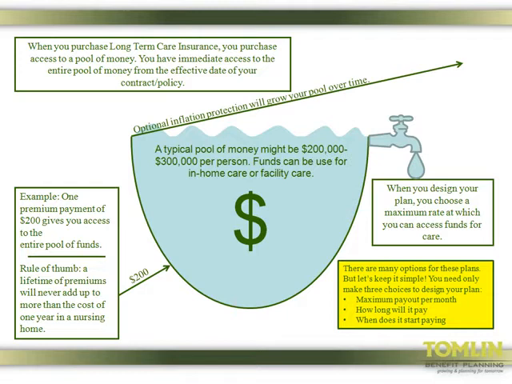There are only 3 choices to make when you design your plan. Only 3 things you have to decide on. How much will it pay per month? How long will it pay for? And when will it start? In other words, after the commencement of the need for care, there's an elimination period built into the plan, and you choose how long that is. And at the end of that elimination period, then the plan starts paying benefits.